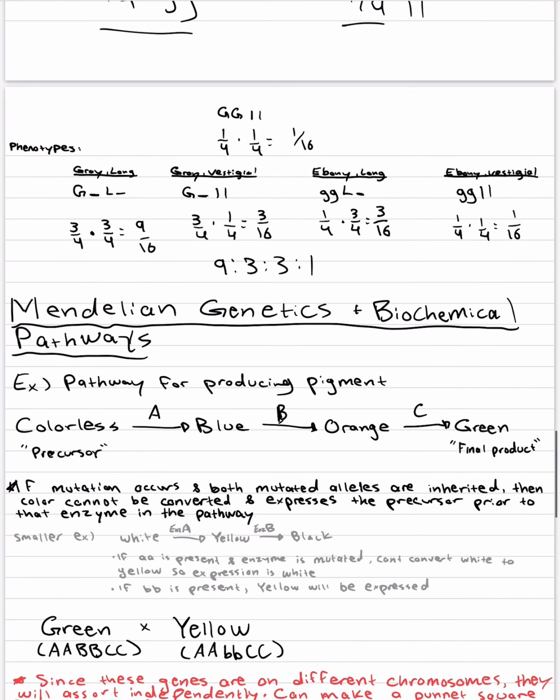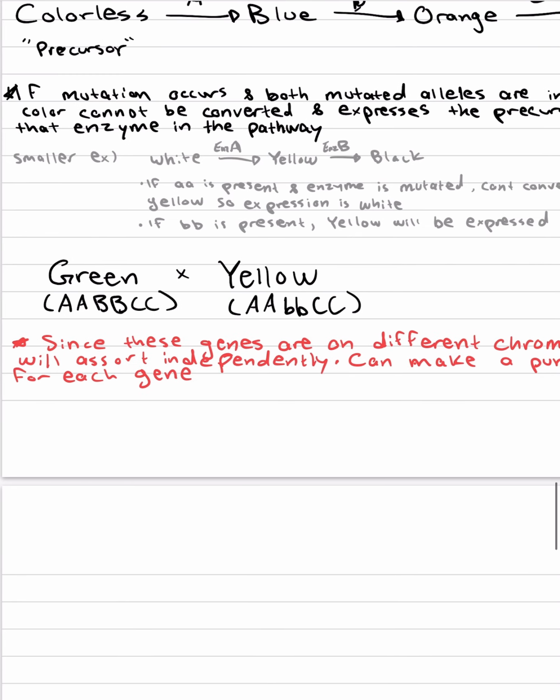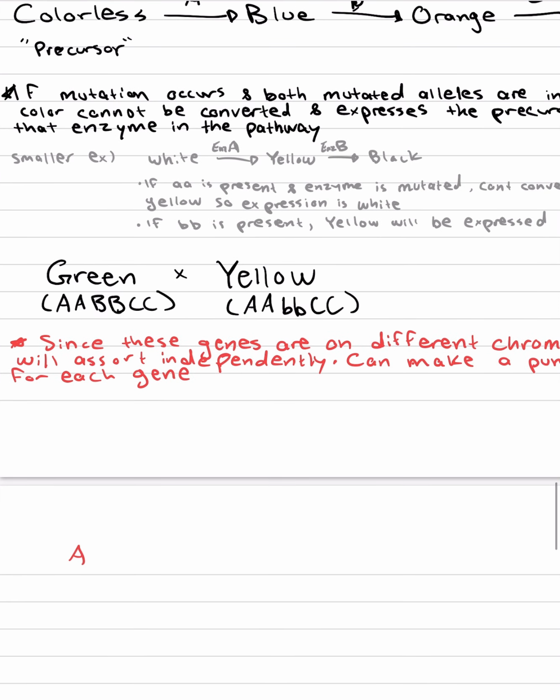So here's an example that we're given. We're crossing an individual who's green with an individual who is yellow. And since we know that these genes are on different chromosomes, they will assort independently, and so we can make a Punnett square for each of the genes. So if you make a Punnett square for gene A, I want to use the black color, gene B, and gene C.